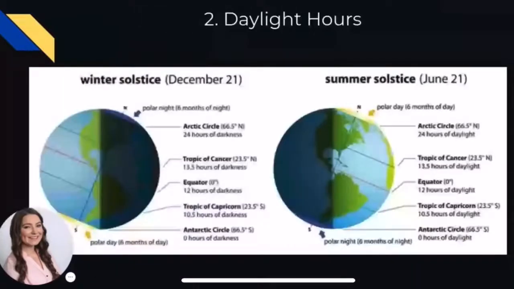Second, daylight hours. Throughout the year, the amount of daylight hours differs. Areas tilted towards the sun travel a longer path through the lit part of Earth and have more hours of daylight. Additionally, this means more time absorbing heat energy from the sun.